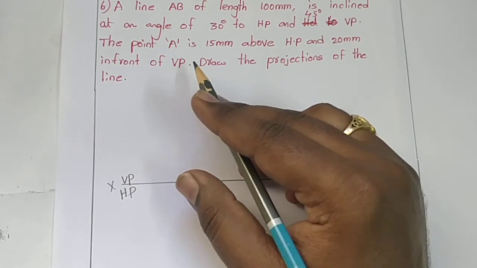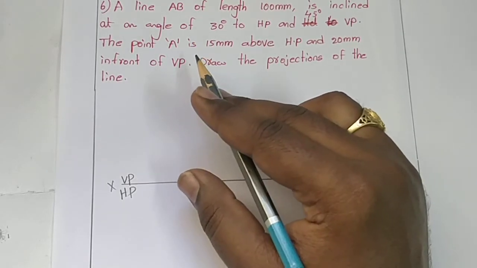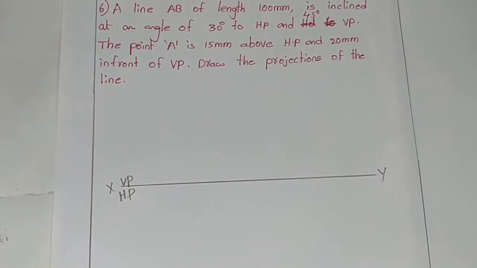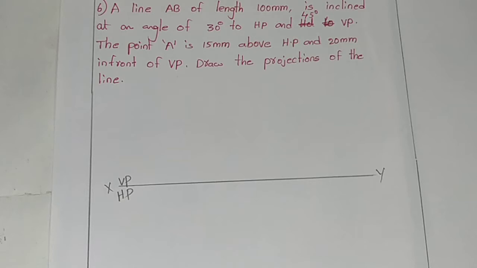The straight line consists of 2 points A and B. We need to identify the position of point A and point B.